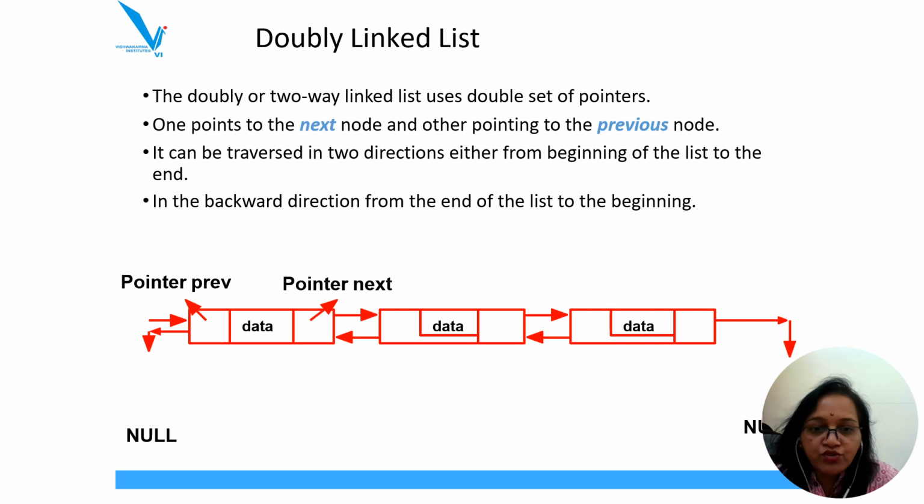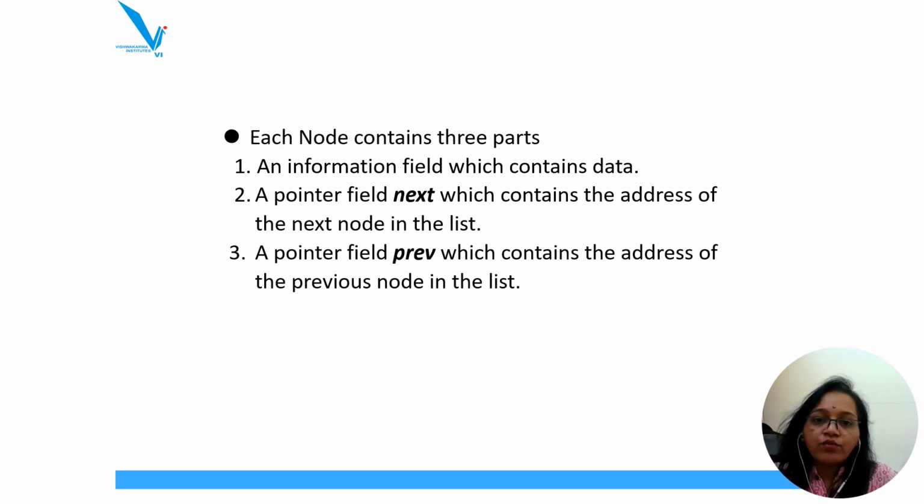As the picture shows, every node now has three parts. The central part is obviously your data, and then there are two pointers. One is a pointer to the next node and the other is a pointer to the previous node. Now, as we have seen, three parts are there from the picture.